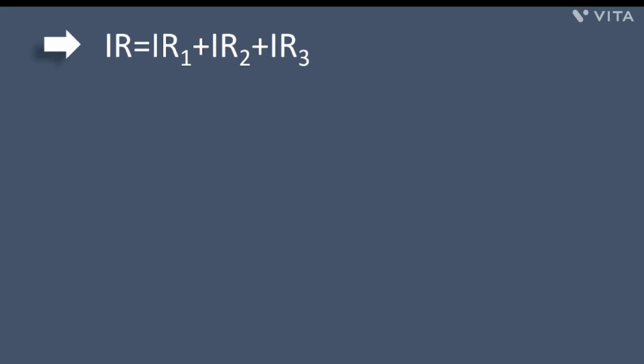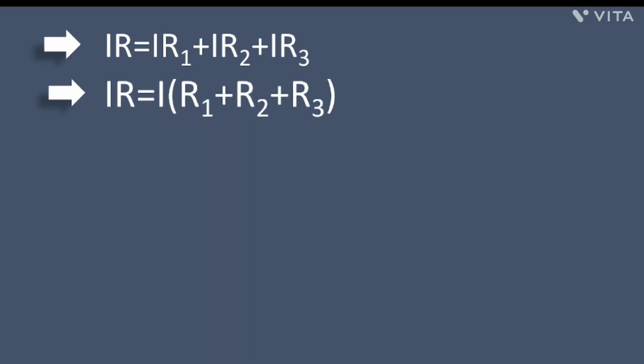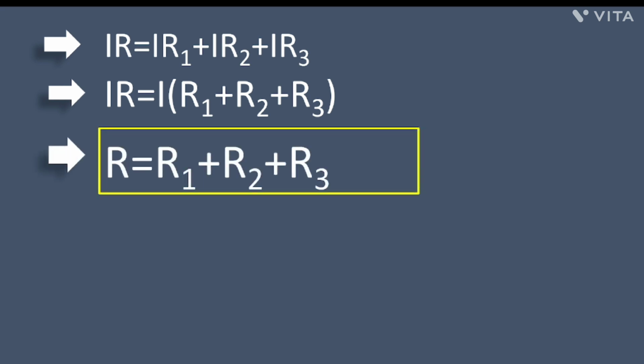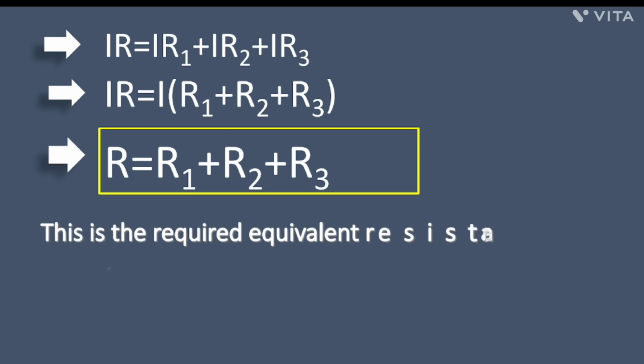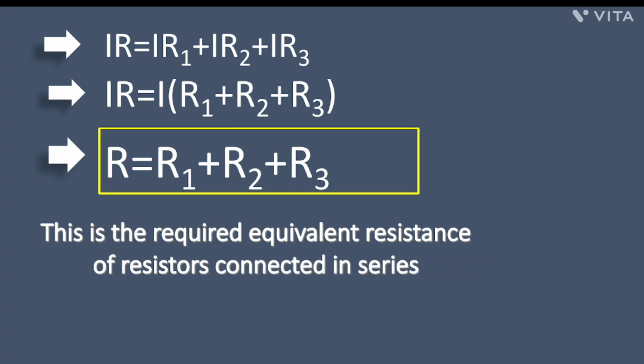Now, if you do further calculation, that is IR equals IR1 plus IR2 plus IR3, and if you take I as common, you will get IR equals I times R1 plus R2 plus R3. Here I and I both will cancel, and you will get R equals R1 plus R2 plus R3. This is the required equivalent resistance of resistors connected in series. So this was the explanation of series connection.